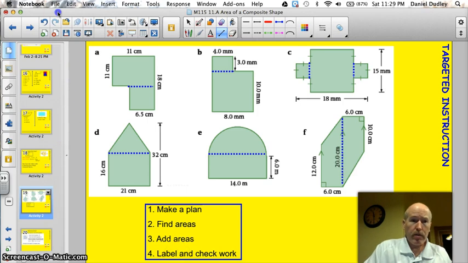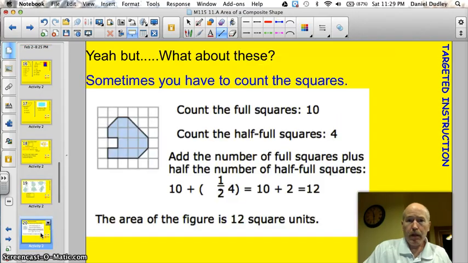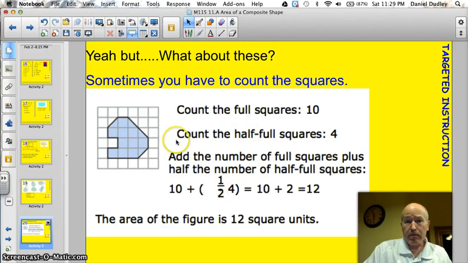Let's try some other shapes here. Yeah, but what about these? There are a couple of different yeah buts tonight. Sometimes you'll be given a shape that looks like this and you need to find the area. In this instance, count the full squares. 1, 2, 3, 4, 5, 6, 7, 8, 9, 10. And then count the half squares. Here I've got 1, 2, 3, 4. So I've got 10 full squares plus 4 half squares. 4 halves are like 2, so I end up with 12 square units.